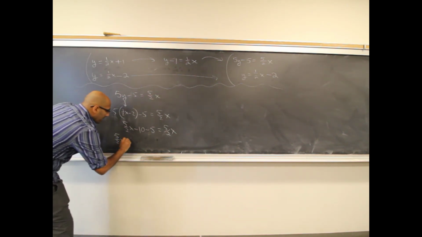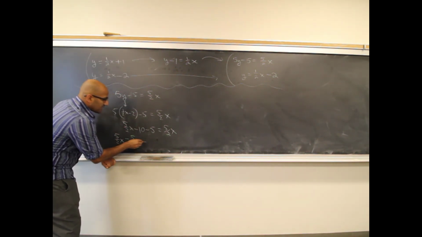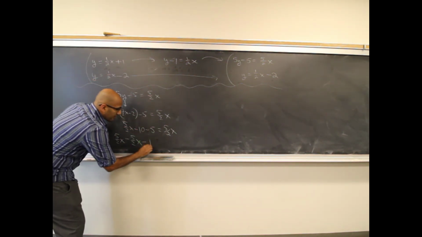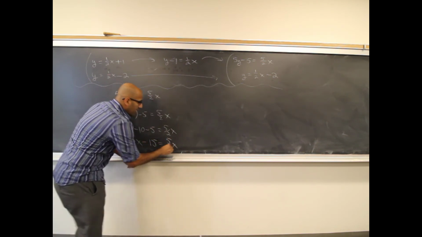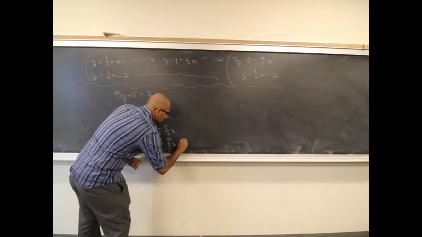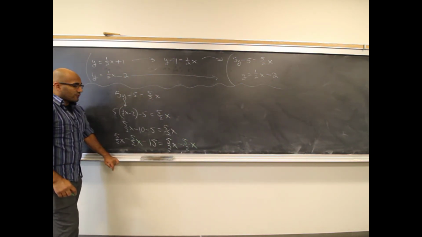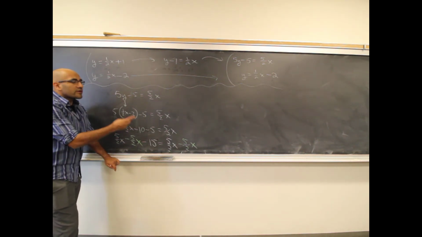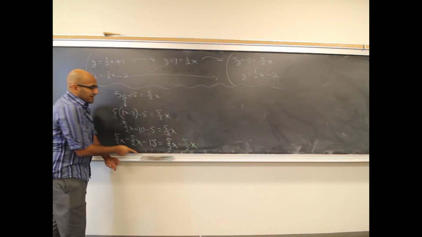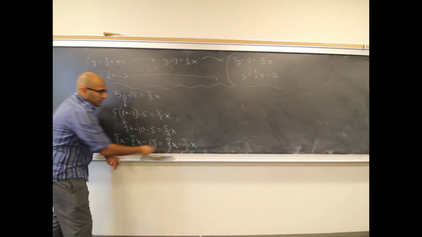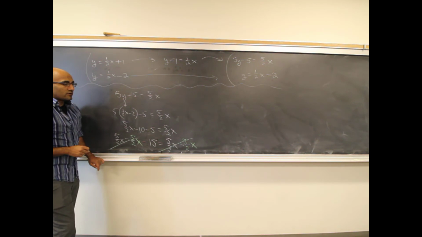So I'll get a minus 5 over 2x, minus 10 minus 5, that's going to be minus 15, equals 5 over 2x minus 5 over 2x, right? So I subtracted 5 over 2x from both sides. Or you can convert it to a decimal, right? That's 2.5x from both sides. And look what happens. That turns into a 0, and that turns into a 0.